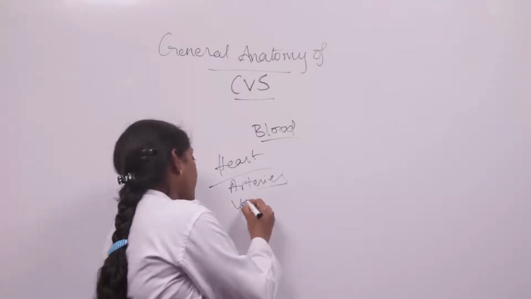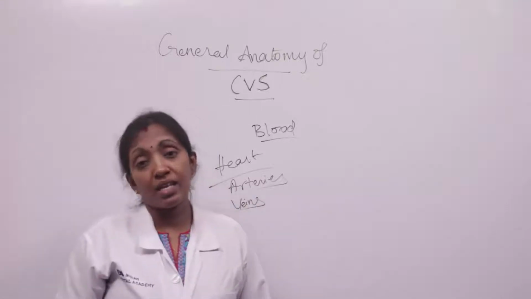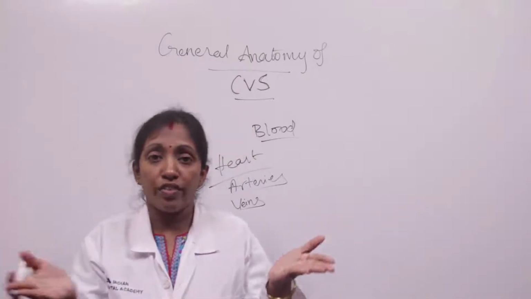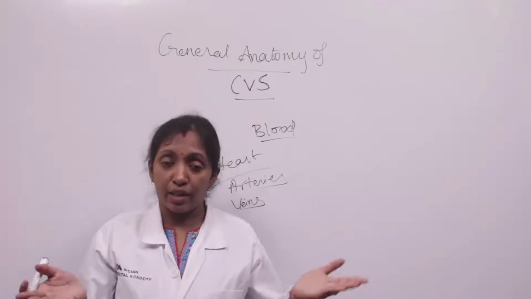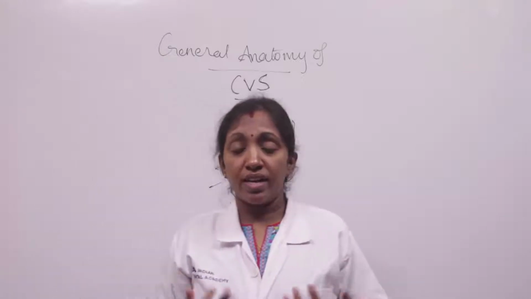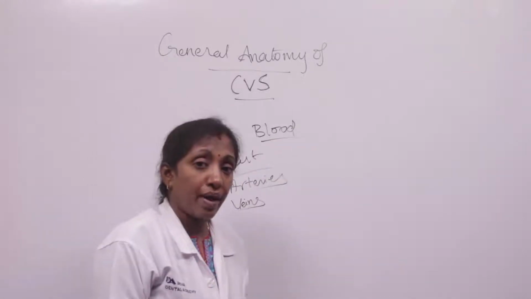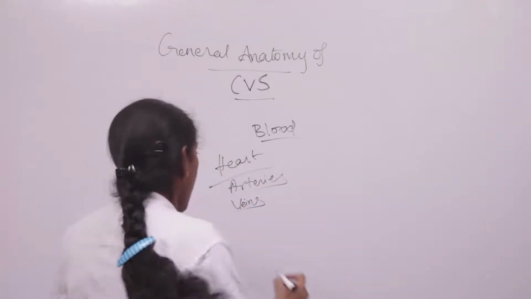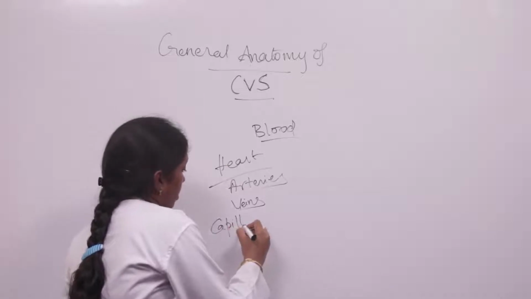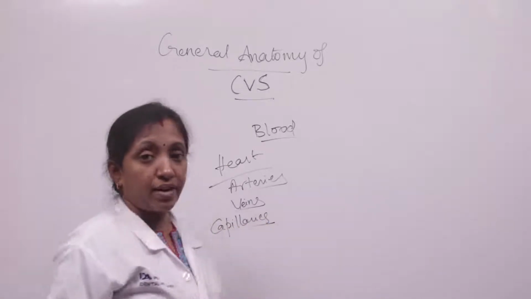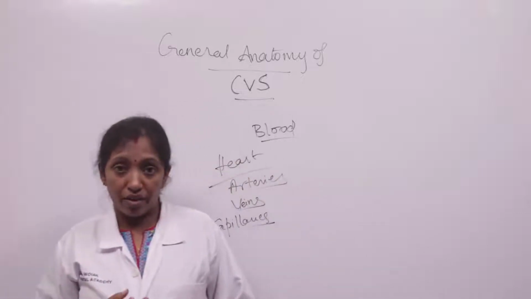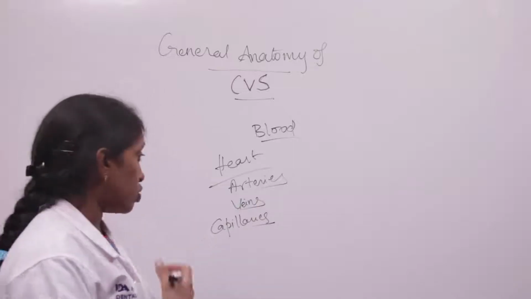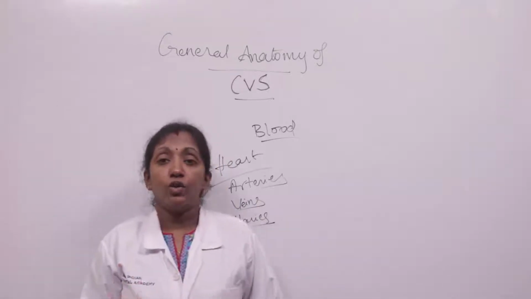And coming to the veins, they are like the tributaries of a river. Small venules together form the large veins, like the tributaries of a river. They take the waste products as well as the deoxygenated blood from the body to the heart. So that's about the veins. And coming to the capillaries, capillaries are the microscopic network which connects the arterioles with the venules.